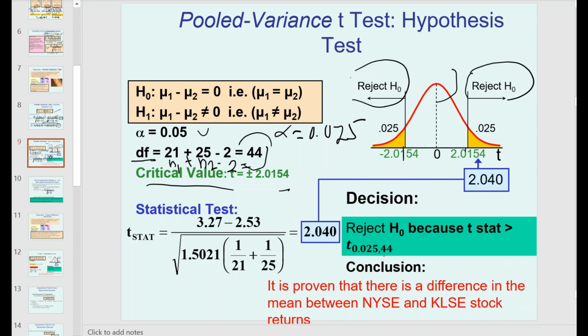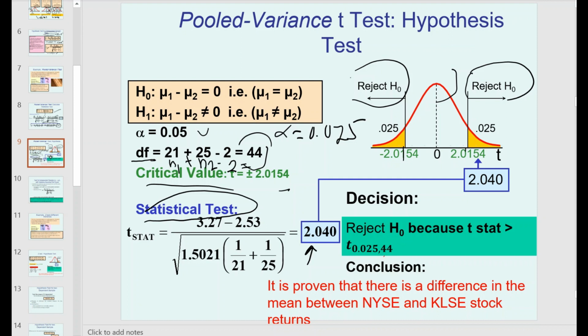This will be your guidance. Then you compare it with your statistical test t value, which is 2.040. When you look at this value, which area does it fall under? 2.040 is under the rejection area. Rejection area means you reject H null, because your t stat is more than your critical value, since 2.040 is more than 2.0154.